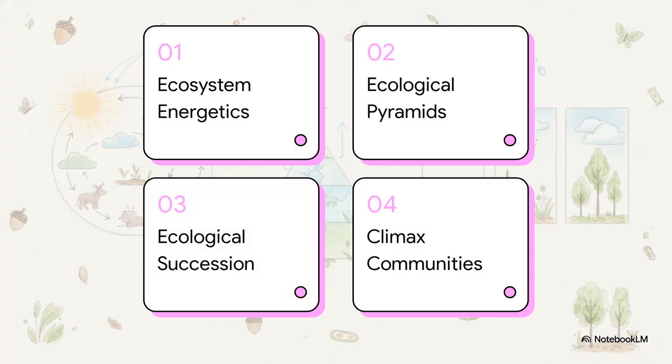Okay, let's quickly dive into this study roadmap so you know exactly what to expect. First up, ecosystem energetics and productivity. Then, we'll analyze ecological pyramids. Third, we'll break down the stages of ecological succession. And finally, we'll wrap up the whole shebang with series and climax communities.